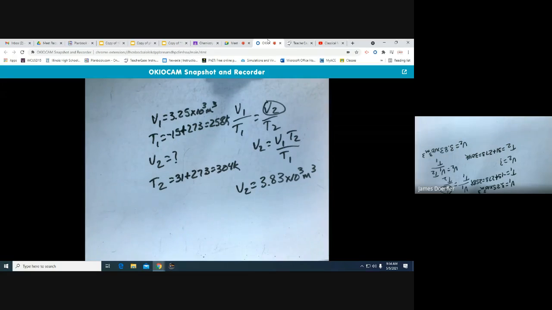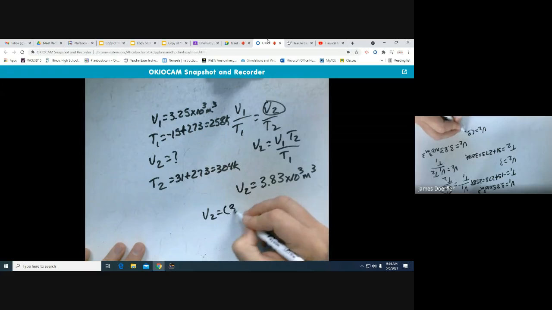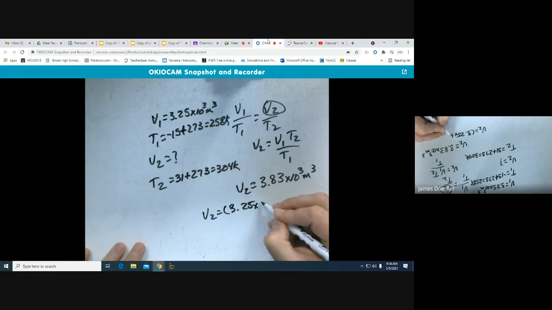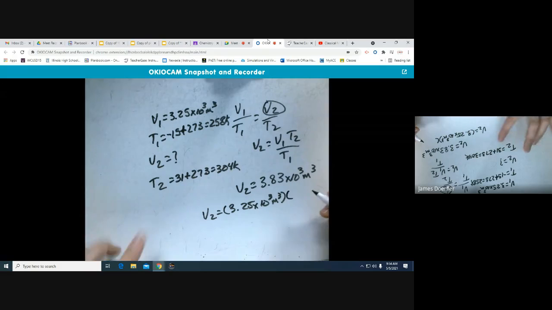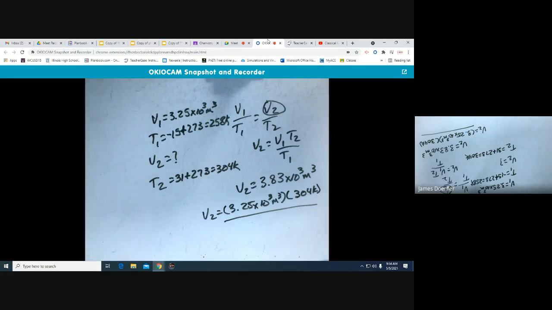You get it? No. Okay, so let's set this up for you. V1 was the 3.25 times 10 to the third meters cubed. T2 is the 31 plus 273, 304 Kelvin, all over T1. So you add 273 to your degrees Celsius to convert.